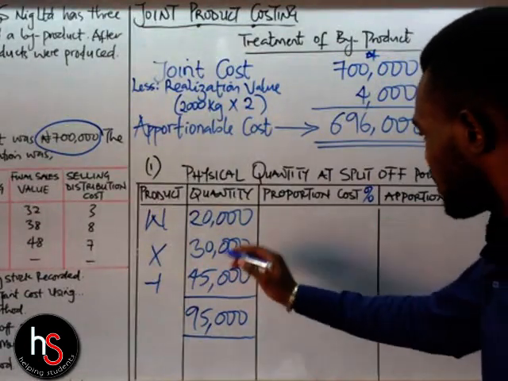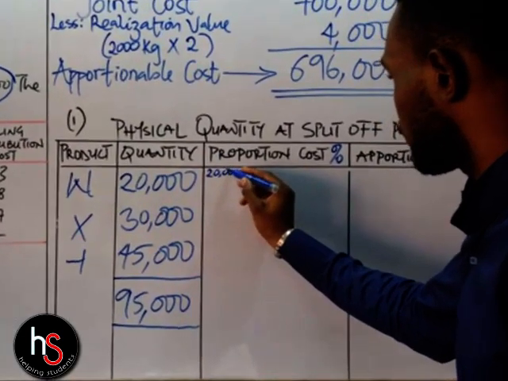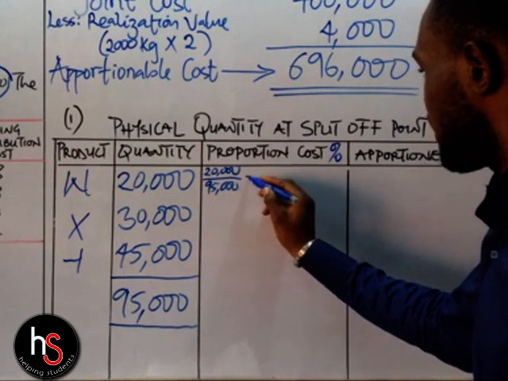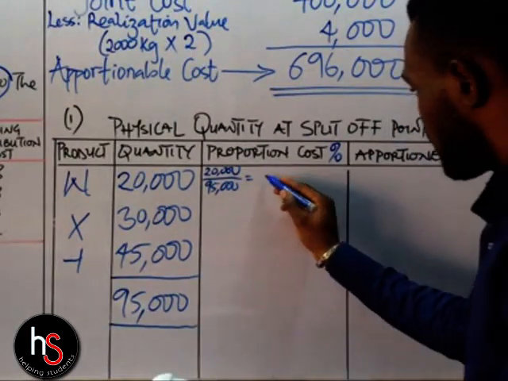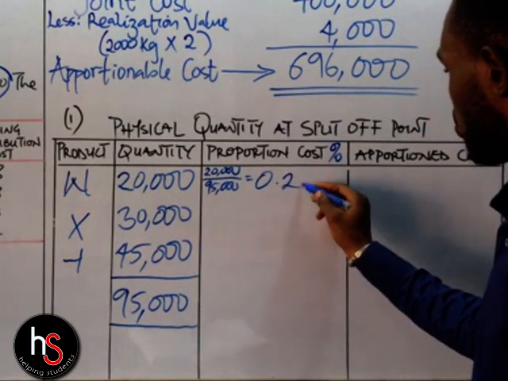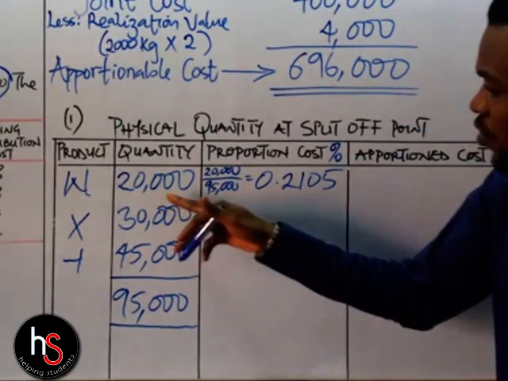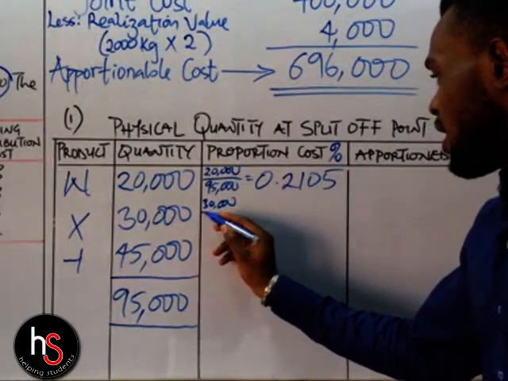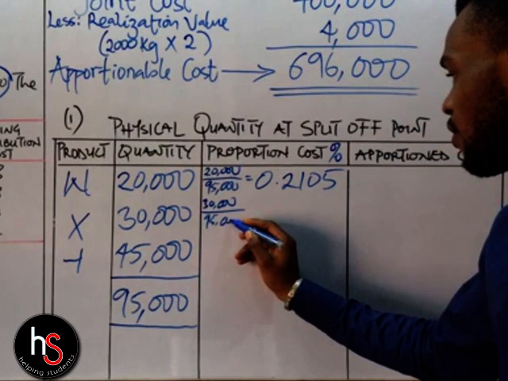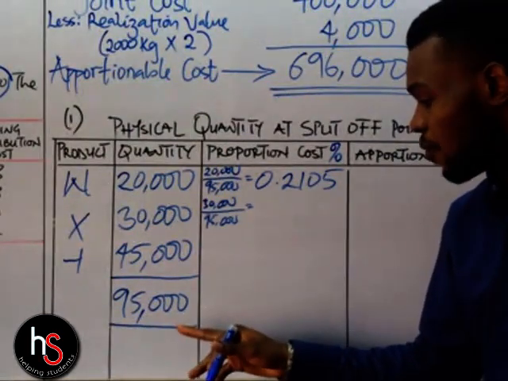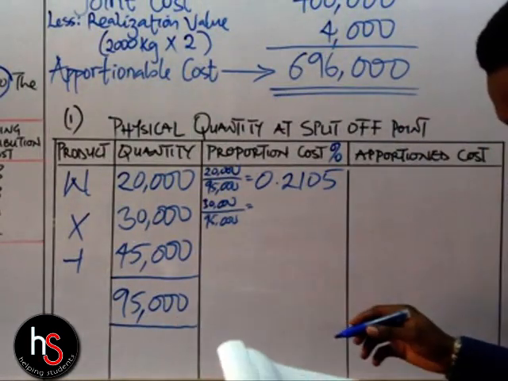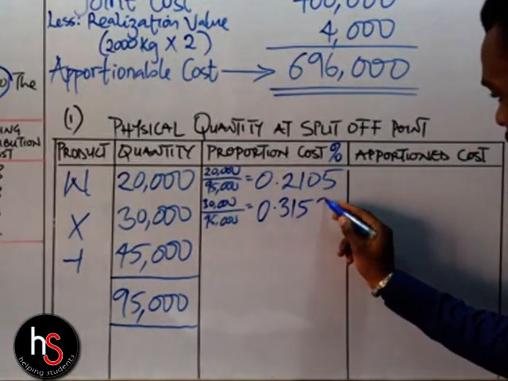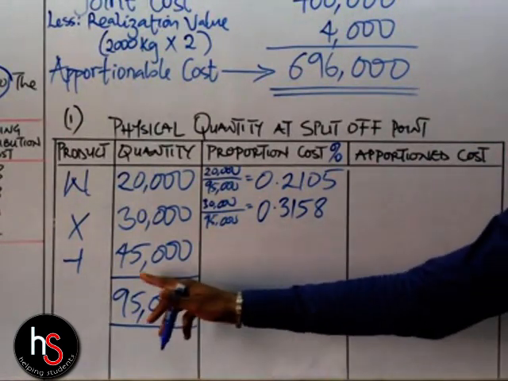So, when we say 20,000 divided by 95,000, what is the value it gives us? 0.2105. You can get it. Now, 30,000 divided by 95. Where is this 95 coming from? It is the summation we have here, okay? So it gives 0.3158.